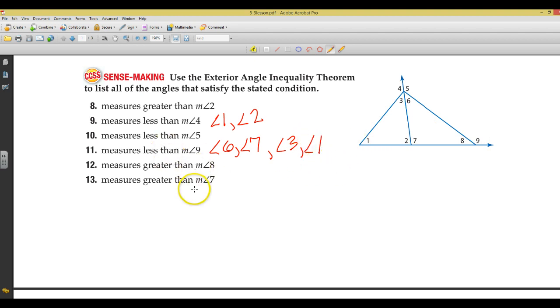Number 13, measures greater than the measure of angle 7. For angle 7, we have an exterior angle right here. So 6 and 7 are remote interior to 9. Therefore, if 7 is less than 9, 9 is greater than 7. Also, for this triangle, we have an exterior angle up here, 5. Its two remote interior angles would be 7 and 8. So 7 and 8 are less than 5, or in other words, 5 is greater than 7. And there you have it.